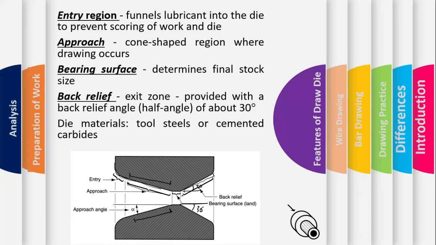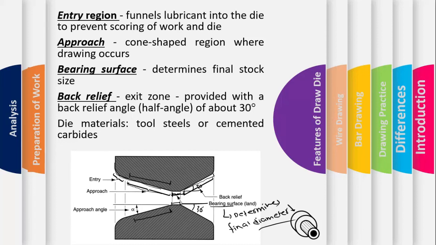Then there's another area that's called the bearing surface. This region is called the bearing surface. The bearing surface determines the final diameter, or the final dimensions, you can say. So these are certain features of the draw dies.